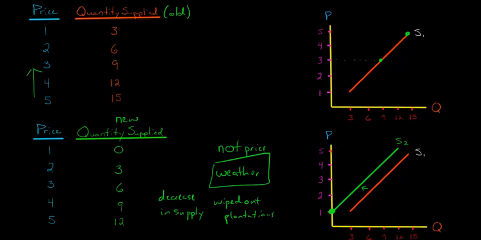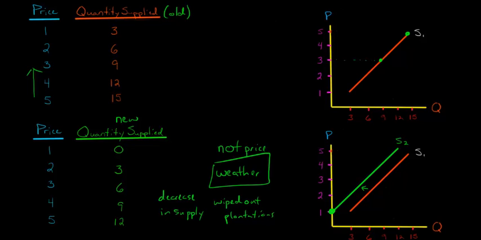So notice, a change in quantity supplied is we're moving along the curve. We're not drawing a new curve. However, when we have a change in supply, we're actually shifting the curve. We're moving it. And because we had a decrease in supply, we're moving that curve. We have a whole new curve.